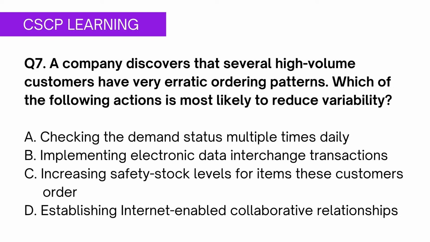Now let's get back to the question and try to understand it. The question is saying that high volume customers have very erratic ordering patterns. High volume customers means that they place big chunks of orders. Erratic ordering pattern means that their demand is volatile, due to which demand variability is high. As a supply chain manager, your objective is to ensure that your supply chain operations are stable and everything is running smoothly. Big unpredicted orders are very difficult to fulfill.